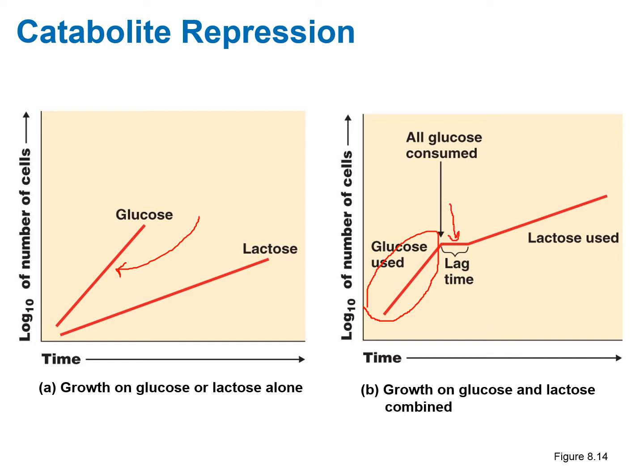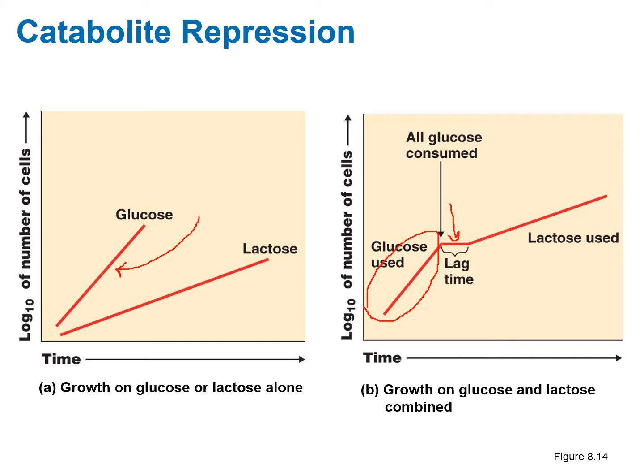Do you remember what lag means from our microbial growth chapter? Right. Remember during a lag period, the cells are detecting what nutrients are in the environment and they're adjusting their metabolism. They're adjusting their gene expression so that they can metabolize whatever nutrients are around.